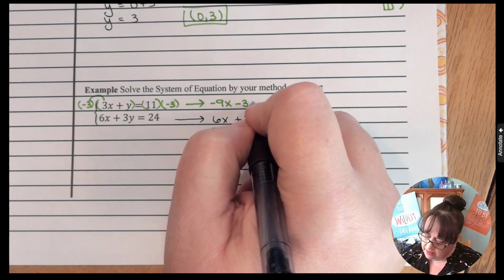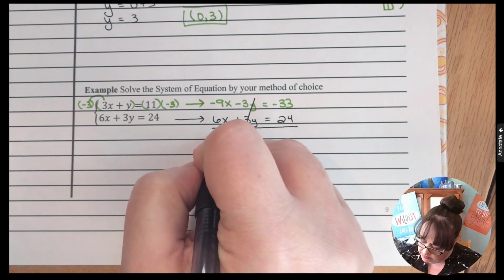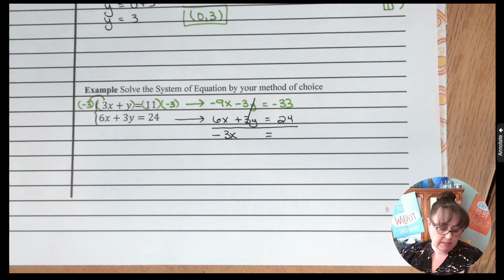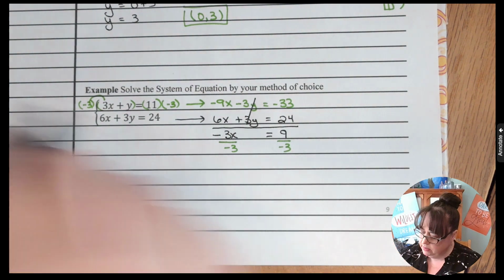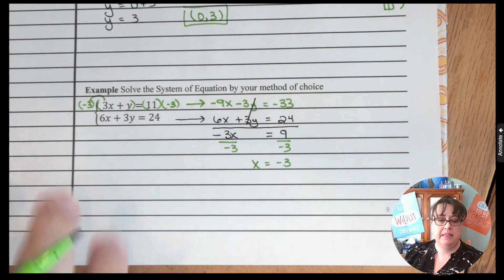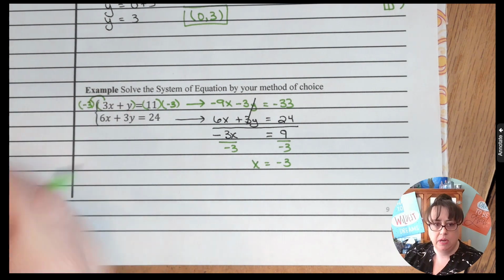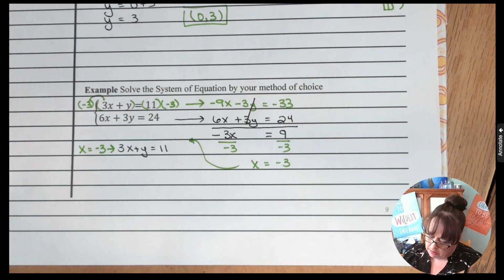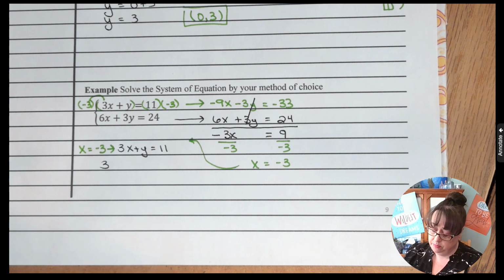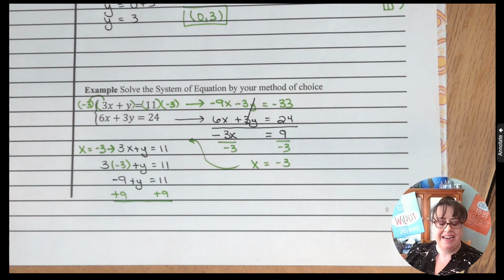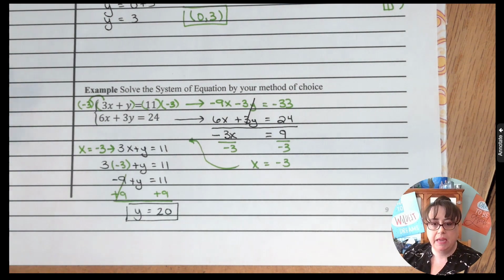So now that those are gone, I end up with a negative 3x is equal to negative 33 plus 24, which is 9. And then divide both sides by negative 3. I end up with an x equals negative 3. And so now I take that and I substitute it into either one. I'm going to substitute it into my first equation before I did anything to it. So every time I see an x, I'm going to put a negative 3. So I have 3 times negative 3 plus y equals 11. So I have negative 9 plus y equals 11. Add 9 to both sides. Y is equal to 20. So my answer is negative 3, 20.